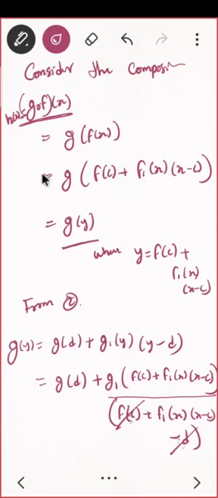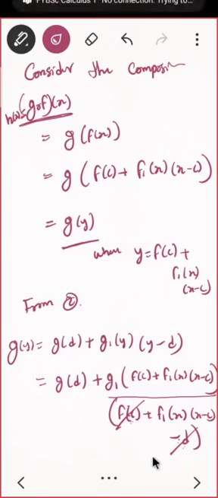I have h of x equal to g composite f of x, which is the same as g of f of x, and I have g of y. So I'm putting y equal to this whole term, so that it will be easy to see. g of y is g of d plus this. Resubstitute y. This is what I have.